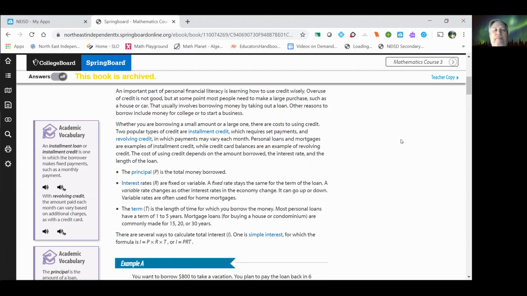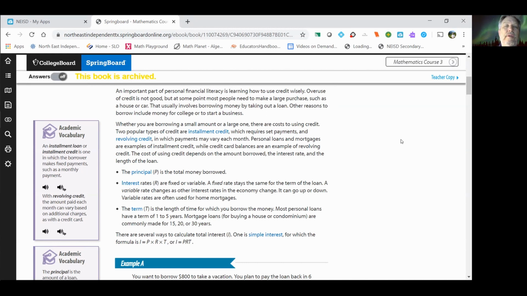Two popular types of credit are installment credit, which requires set payments, and revolving credit, in which payments may vary each month. Personal loans and mortgages are examples of installment credit, while credit card balances are examples of revolving credit. The cost of using credit depends on how much is borrowed, the interest rate, and the length of the loan.